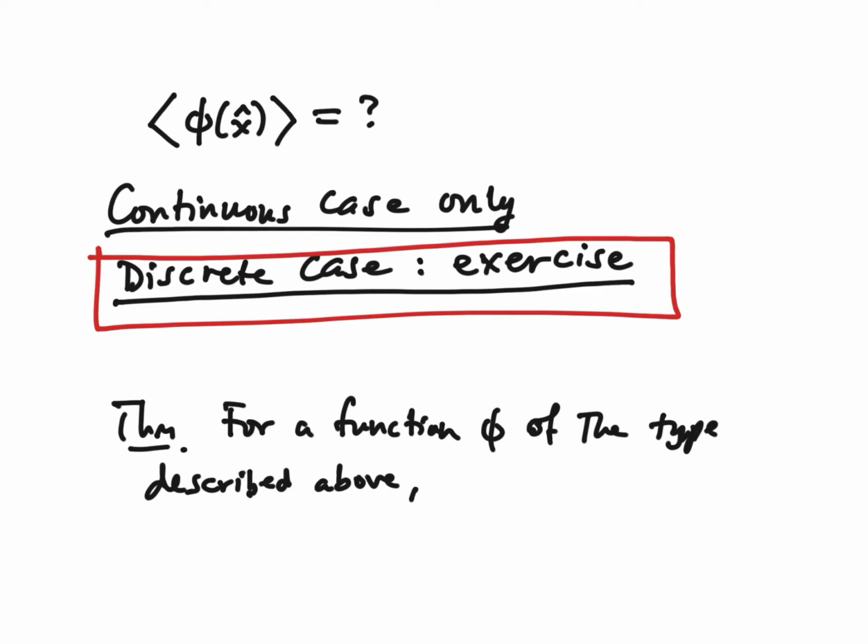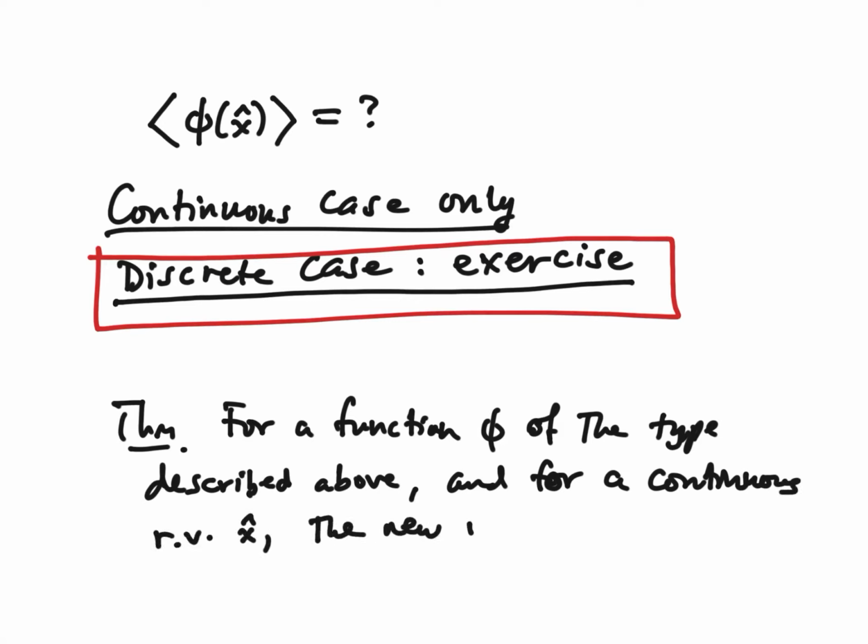Okay, anyways, for such a function of that type, and for a continuous random variable, x hat, the new random variable, phi of x hat, is also continuous. Okay, and it's because you can check that the capital G, the CDF, is still continuous. And again, it's based on a trade-off between type 1 terms and type 2 terms.